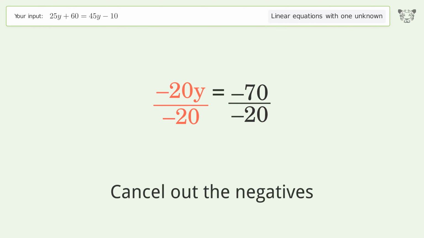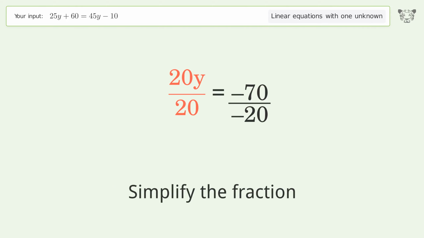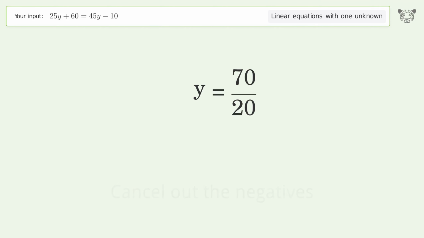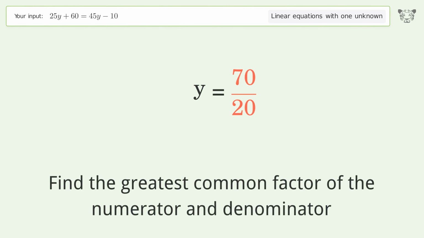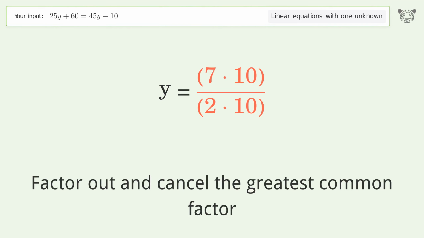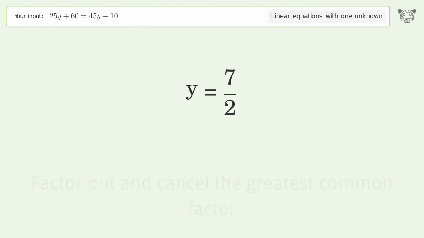Cancel out the negatives. Simplify the fraction. Cancel out the negatives. Find the greatest common factor of the numerator and denominator. Factor out and cancel the greatest common factor. And so the final result is y equals 7/2.